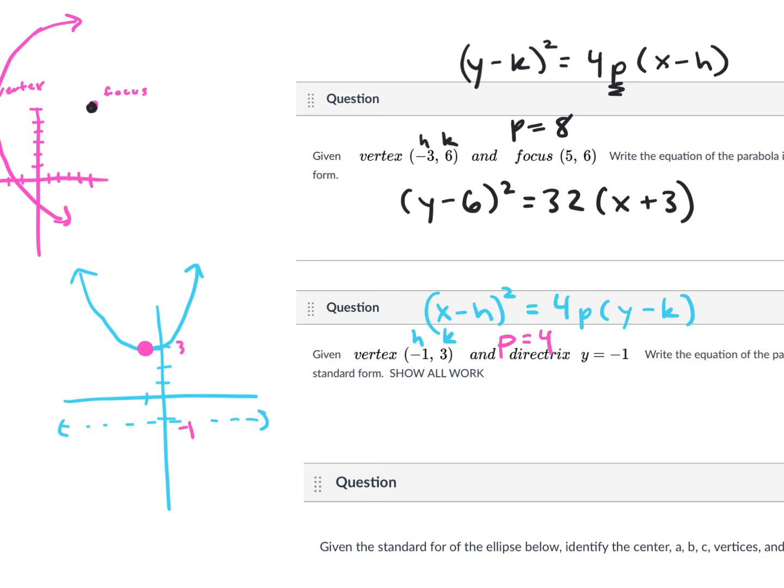So let's plug everything in. X minus H, so x plus 1 squared is equal to 4 times P, so that would be 16, times y minus K, so y minus 3.